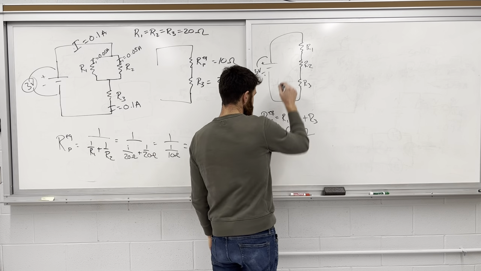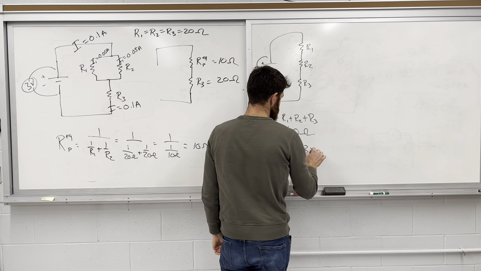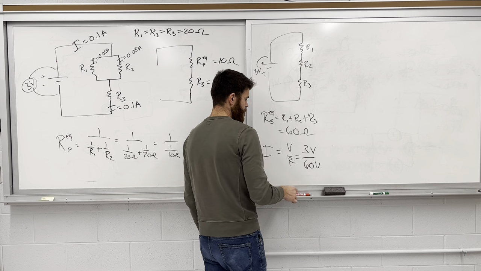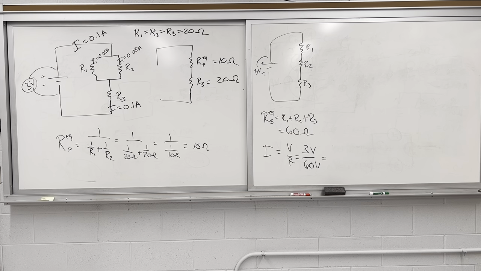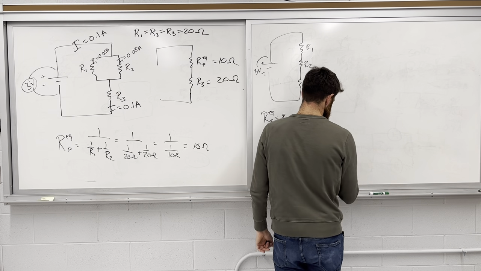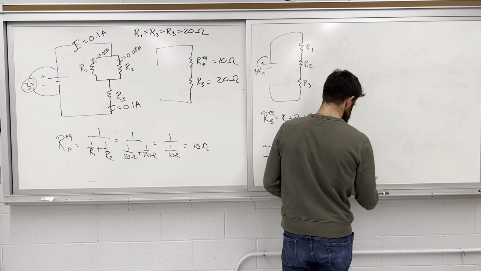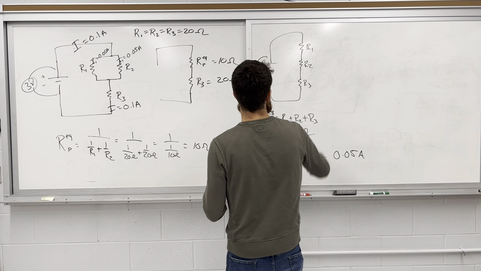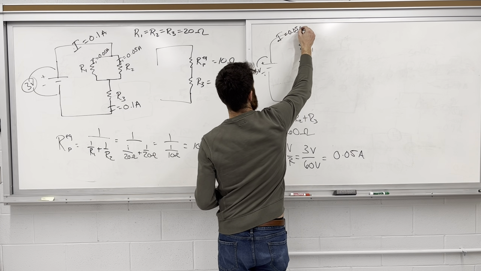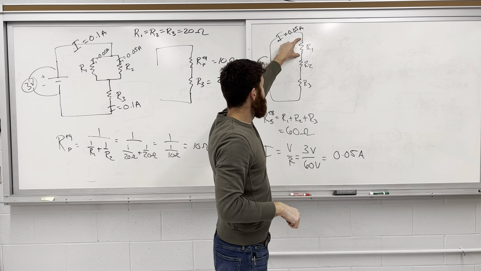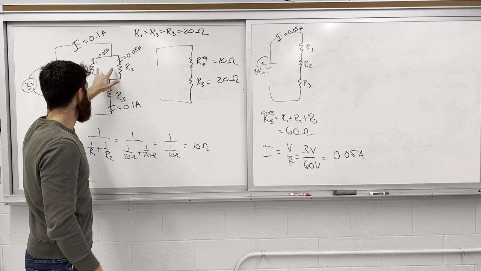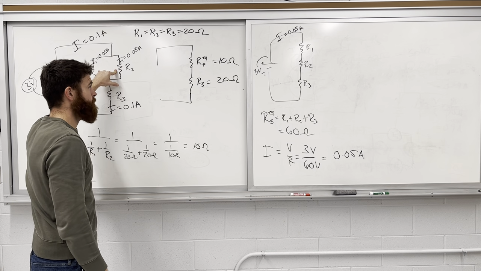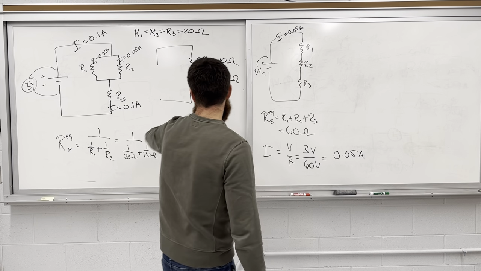And so the current flowing through this circuit is going to be V over R, which is 3 volts over 60 ohms. So it's going to be 0.05 amps. And since these are in series, the same amount of current is flowing through all three of them. And so all three of these light bulbs will glow as bright as these two, because they'll have the same amount of current, 0.05 amps flowing through them. And all three of these light bulbs will be half as bright as this one.